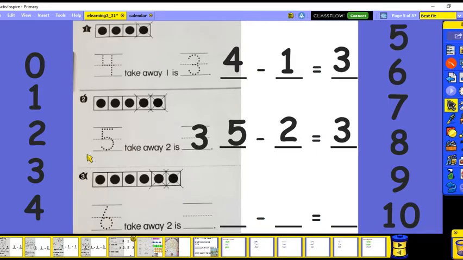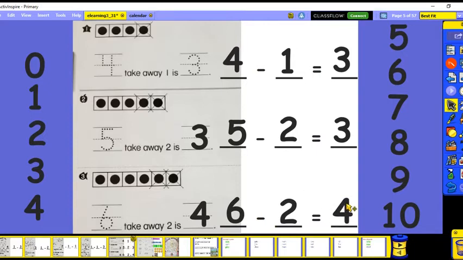Okay, on our last one, number 3, we start with 6. 1, 2, 3, 4, 5, 6. Take away 2. We've got 2 crossed out. So 6 take away 2 is, let's look and see. 1, 2, 3, 4. How many are left? 4. So 6 take away 2 is 4. Now let's do our equation. 6, that's how many we started with, minus 2 equals 4.